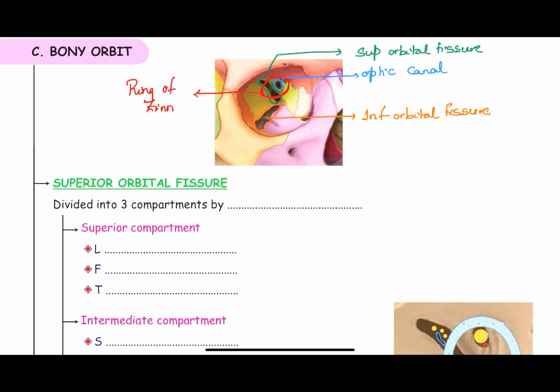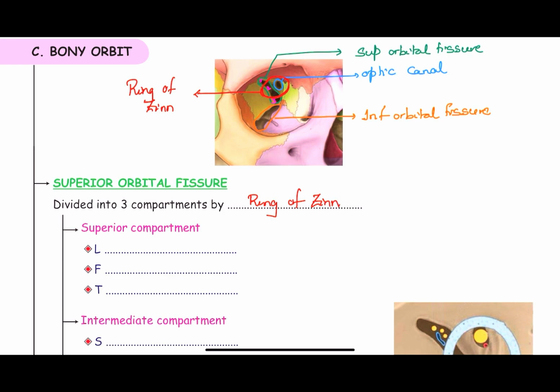Now, as it is enclosing a part of the superior orbital fissure, the superior orbital fissure is divided into three compartments. Number 1 above the ring of Zinn, number 2 inside the ring of Zinn, and number 3 below the ring of Zinn. Those compartments are called the superior compartment, intermediate compartment, and inferior compartment. So the superior orbital fissure is divided into three compartments by which structure? The ring of Zinn.